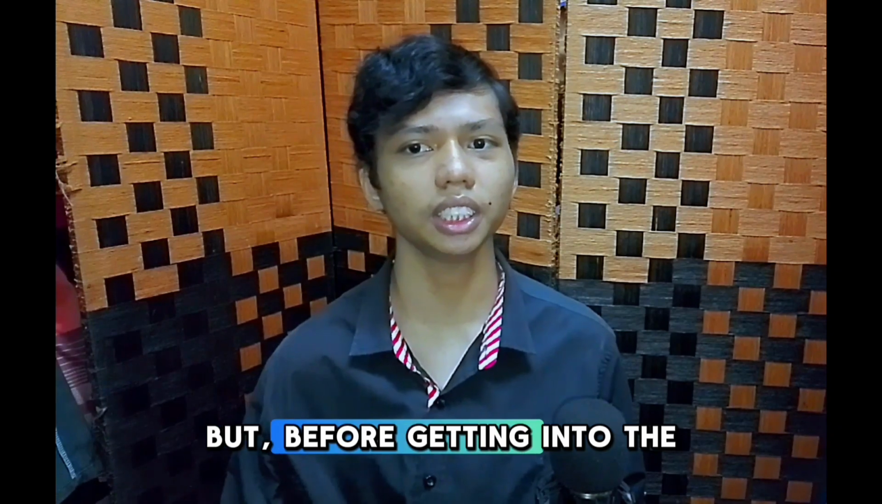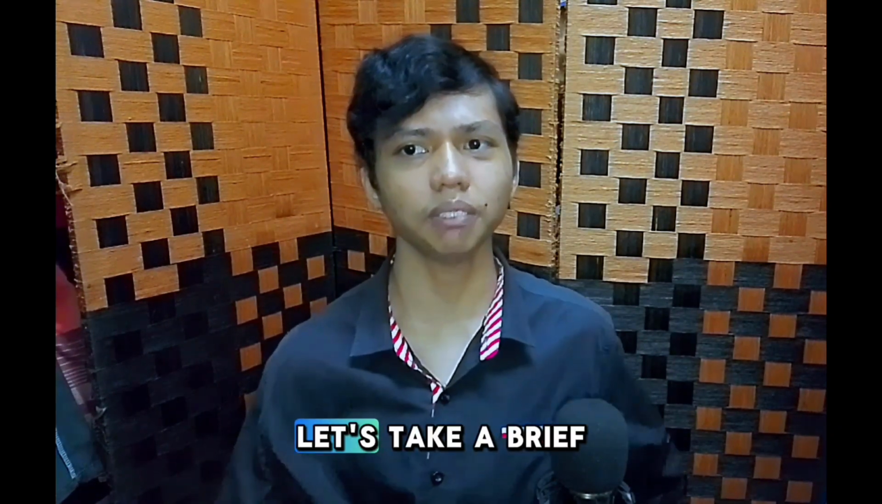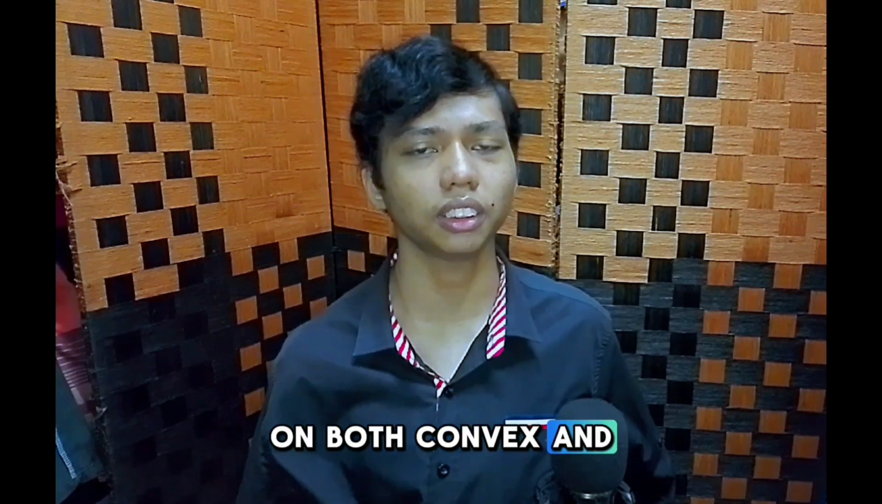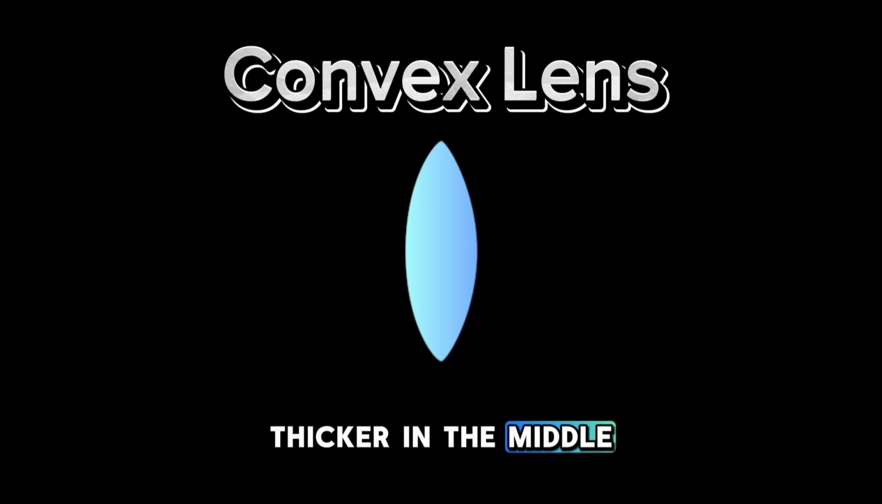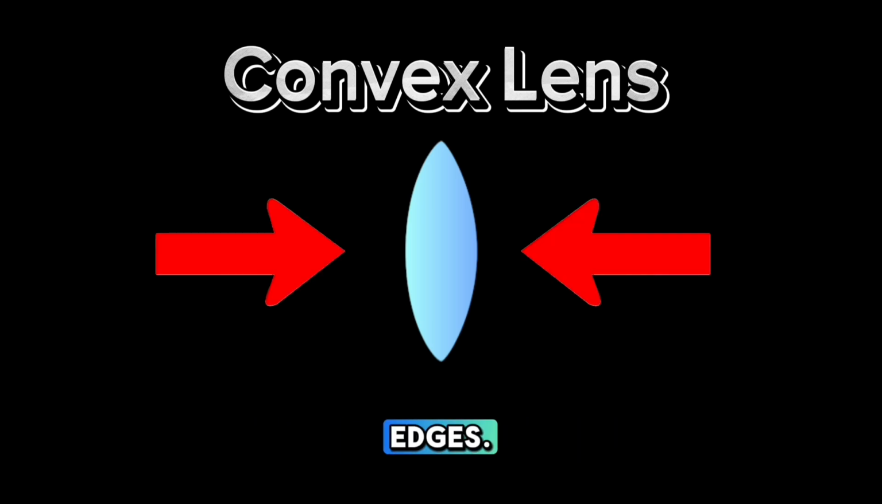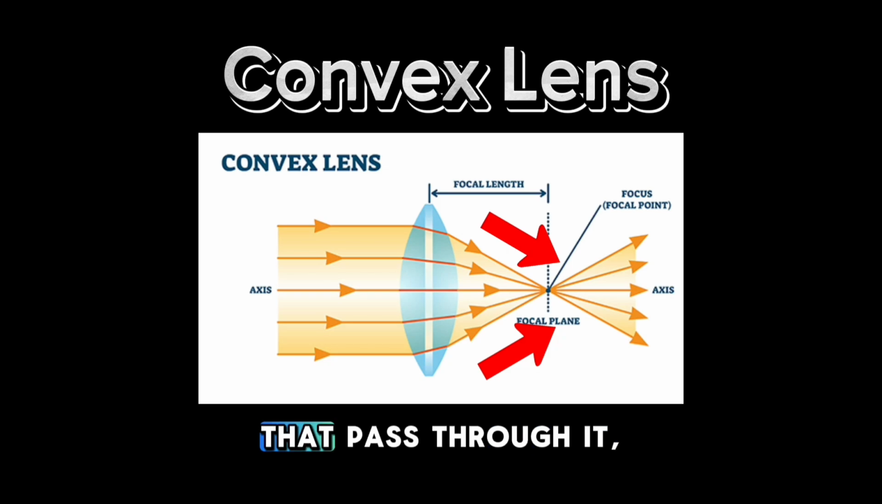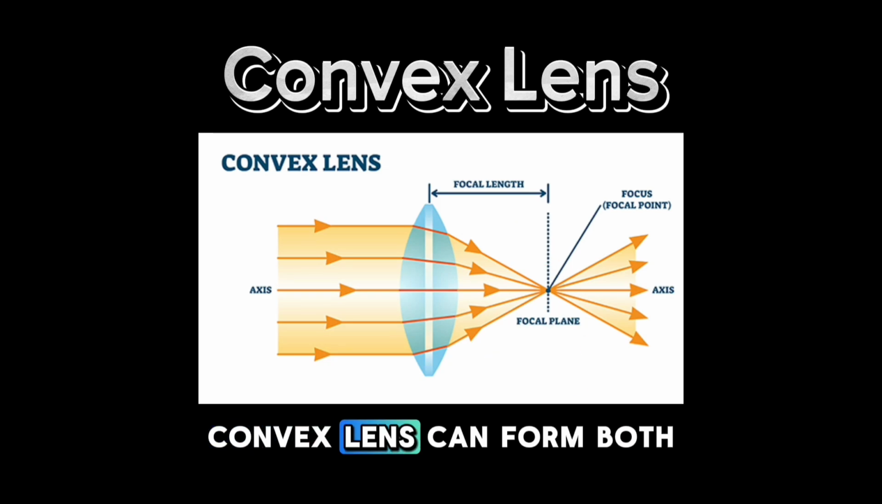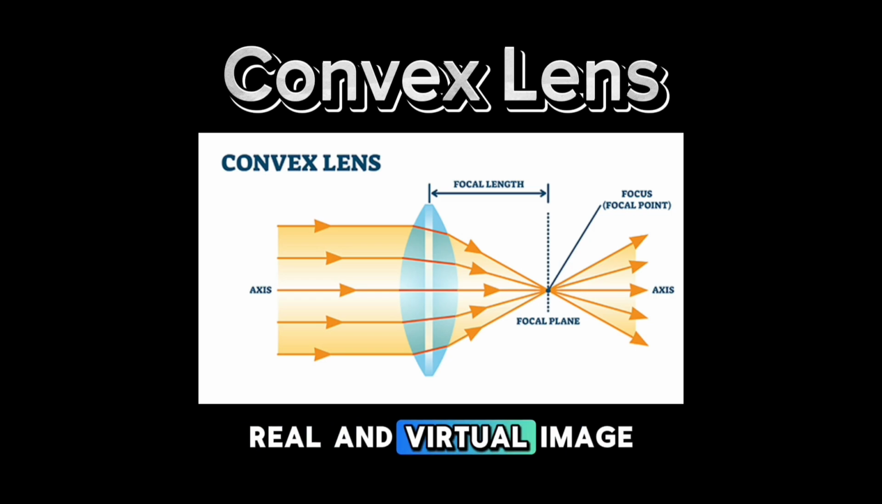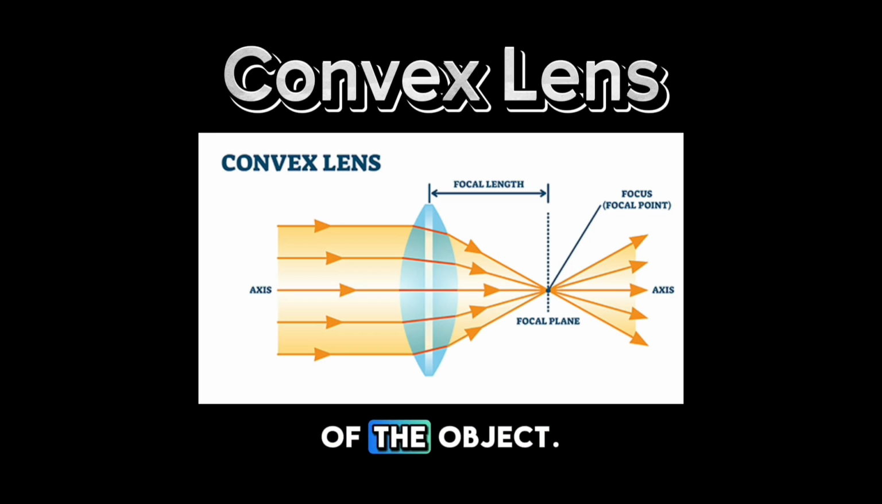But before we get into the first part of the video, let's take a brief recap on both convex and concave lens. Convex lens shapes are thicker in the middle and thinner at the edge. It converges light rays that pass through it, focusing them to a point. Convex lens can form both real and virtual images depending on the distance of the object.